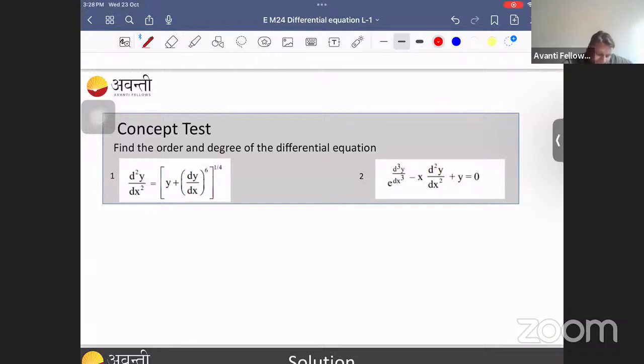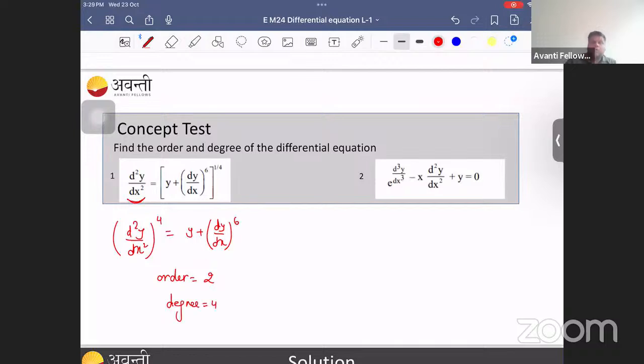See the first one. Directly, order is okay. Order is what? 2. This is the highest order derivative available here. But degree you cannot say directly. So what we will do, we will raise to the power 4 both sides. So what do we get? d2y by dx square to the power 4 is y plus dy by dx whole to the power 6. So order is 2 and degree is 4.